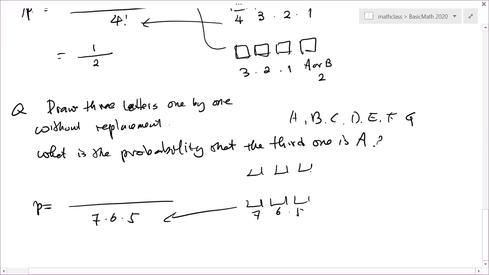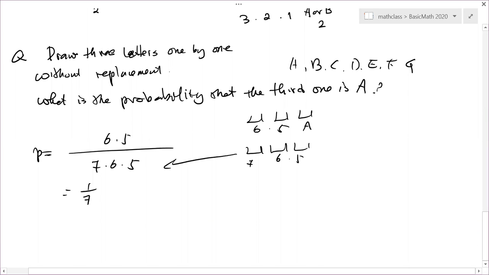And for the numerator, the third one must be A. It's fixed. There's only 1 letter here, so it's no choice. You just put A there. Then for the first one, you have 6 choices because A is gone, so there are only 6 letters left. Then the second, 5 choices, 6 and 5. So the answer is 1 over 7. That's it. There are 7 letters there.